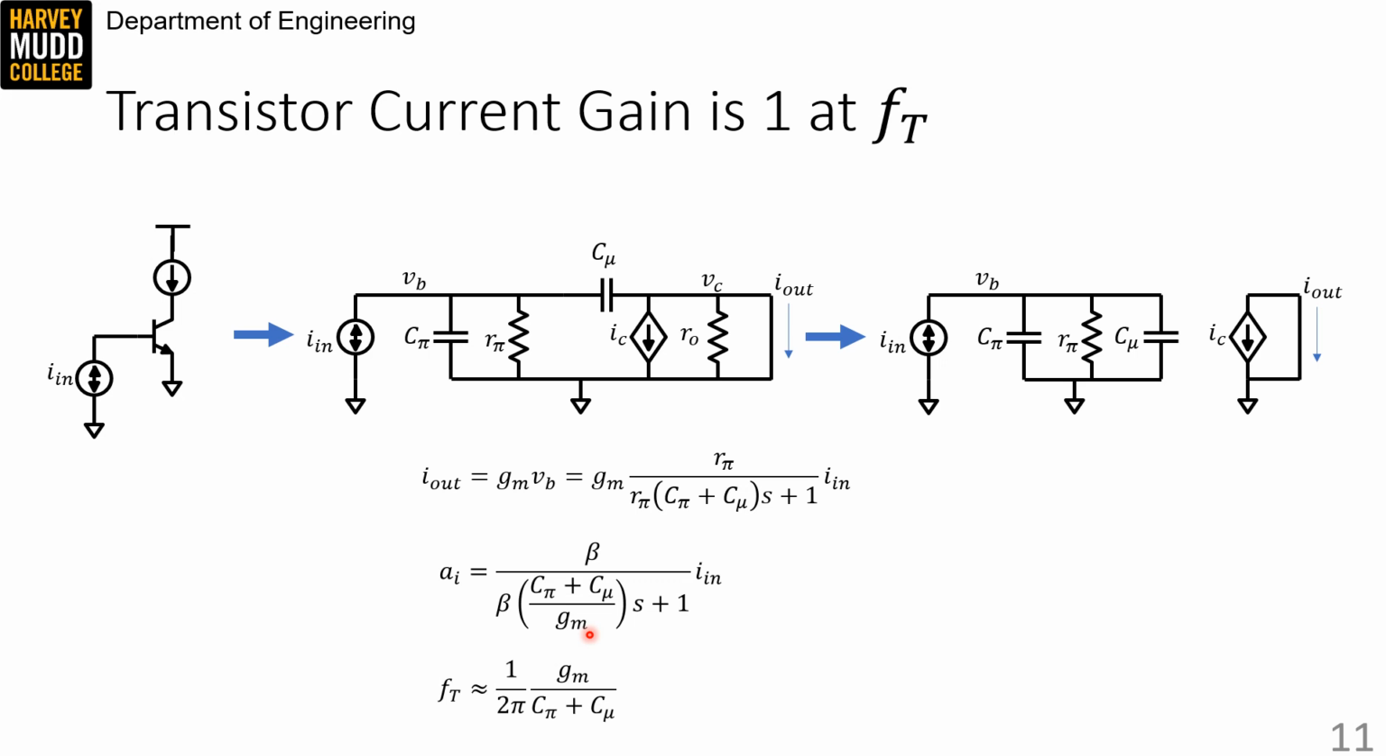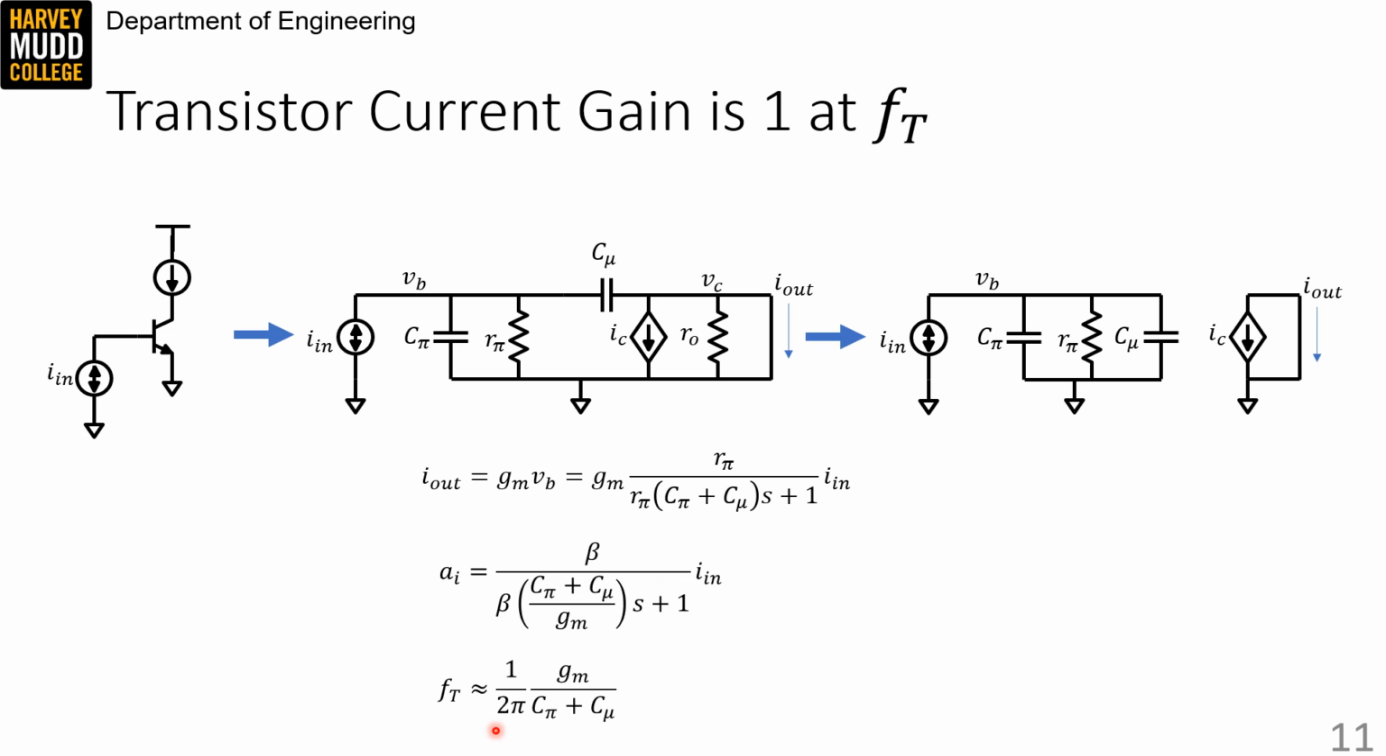If we pretend that the first term of the denominator is bigger than this 1, then we can say that our transition frequency, our corner frequency, is going to be where S exactly cancels out this CPi plus CMU over GM term. And that's at the frequency S is equal to GM over CPi plus CMU. So GM over CPi plus CMU gives us our corner frequency in radians per second, and our transition frequency, or Ft, is given by 1 over 2 pi times that, to express it in hertz.